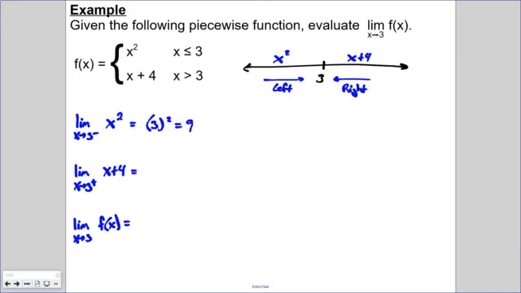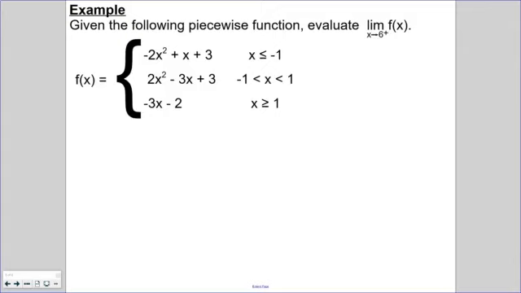Now, just like the last example, these are both polynomials, which means we can use direct substitution. So for our first limit, we're going to have 3 squared, which equals 9. For our next limit, x plus 4, that'll be 3 plus 4, which gives us 7. Now remember, in order for our two-sided limit to exist, the limit from the left and right have to be equal, and 7 does not equal 9, so therefore this particular limit does not exist.